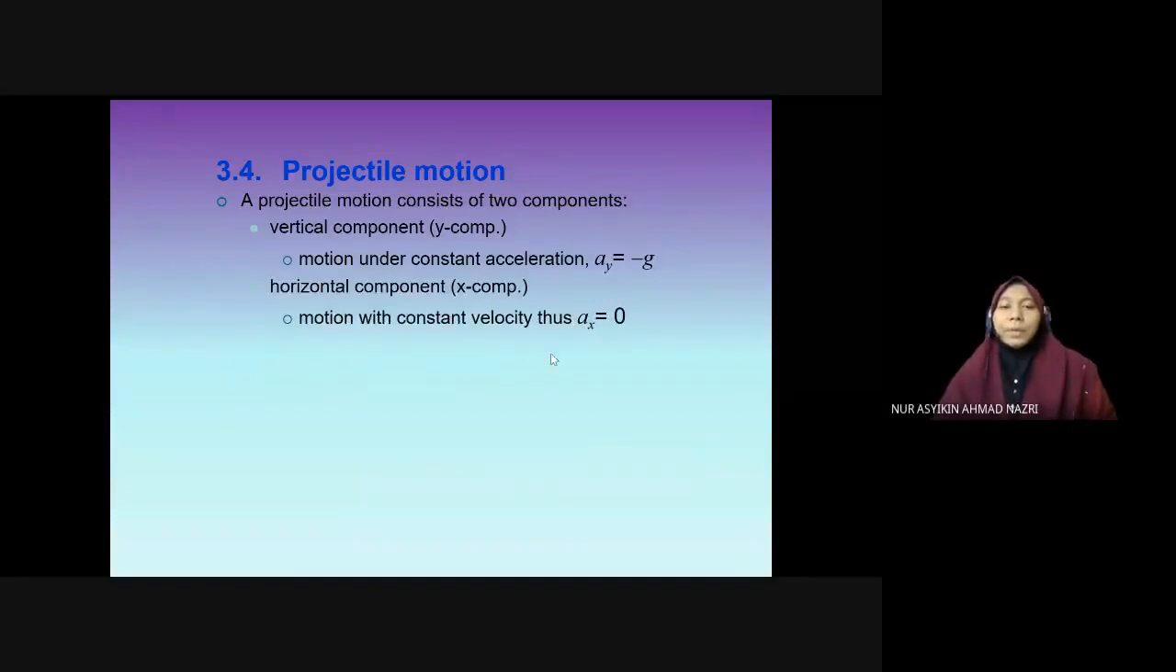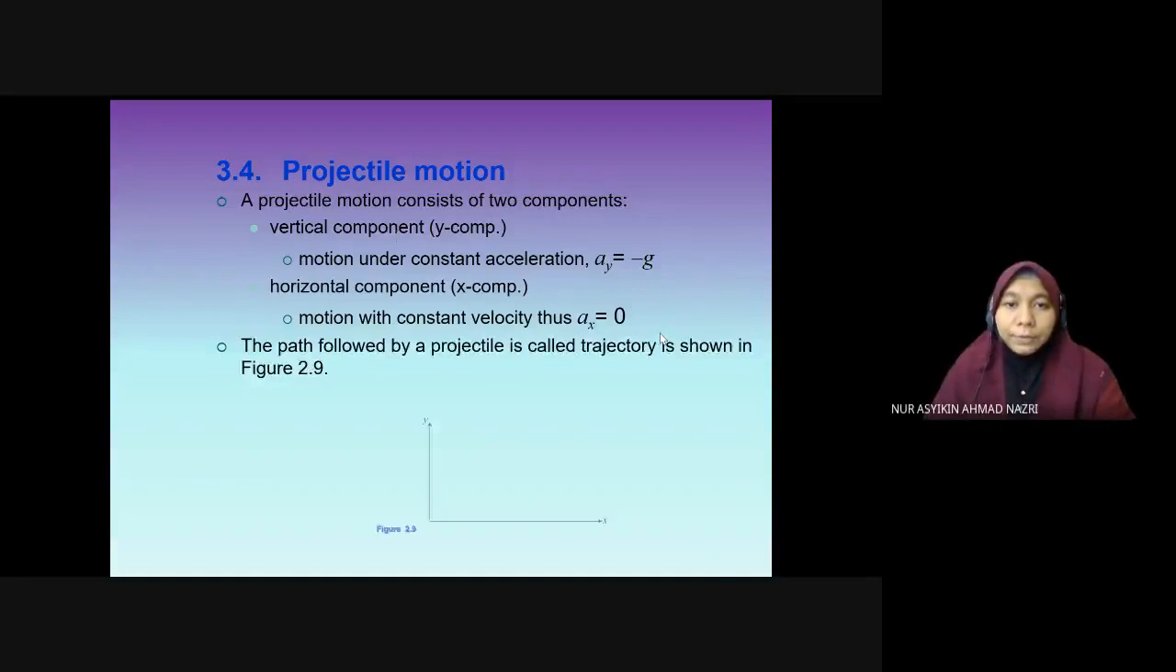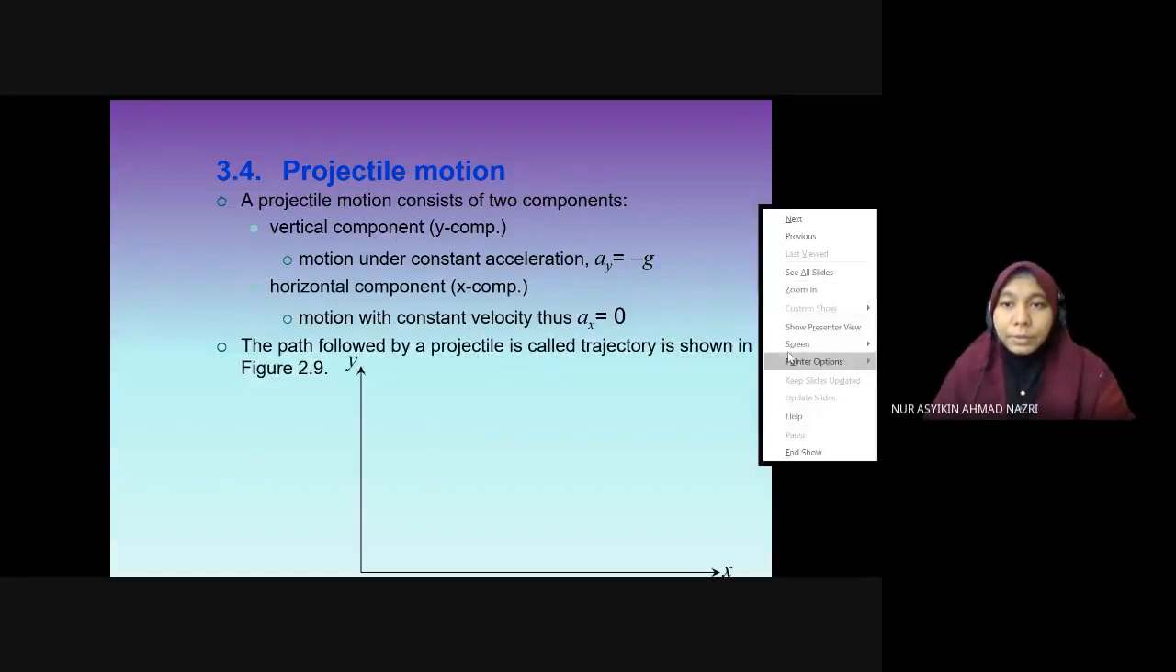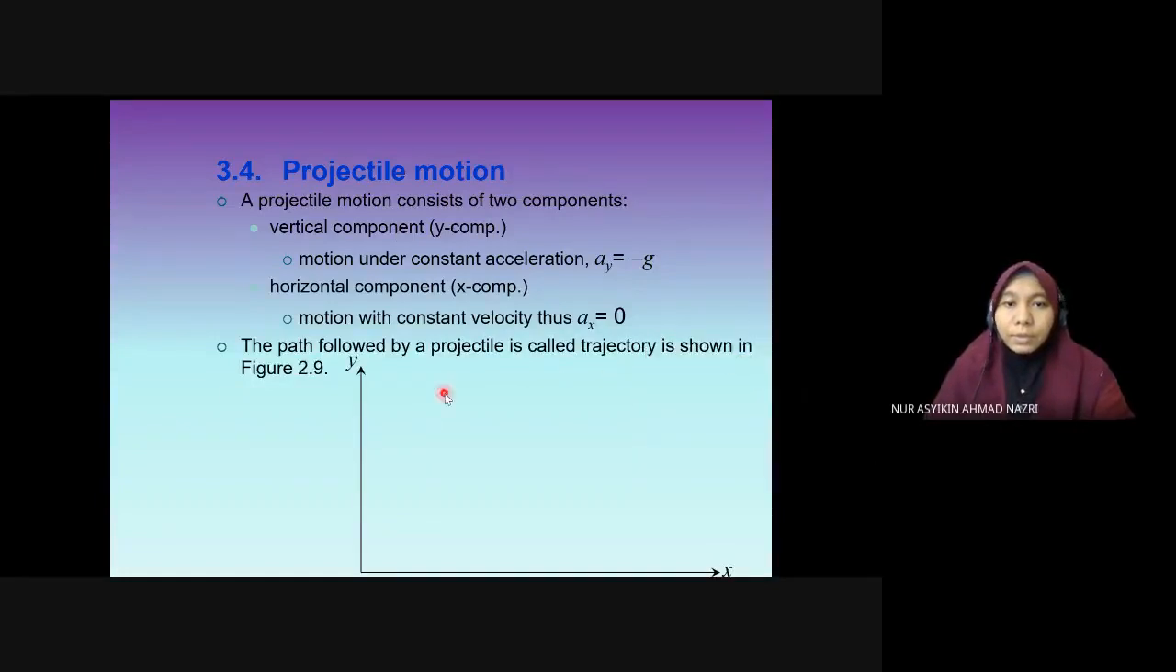Alright, so motion with constant velocity. What does constant velocity mean? Let's say we have this trajectory. I'll show you this. Let's say we have a trajectory. It doesn't matter whether it's a ball, a football or anything. So the motion makes an angle on the XY plane.